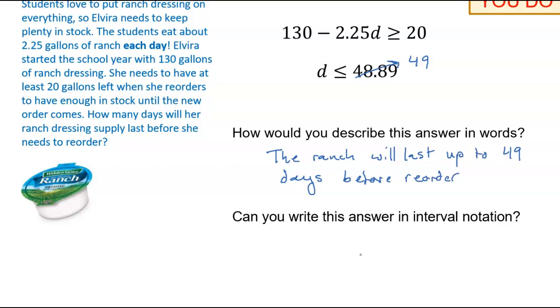And we can write this in interval notation. Our top value is 49. We include it. Our lower value, well, this is days, right? How many days from the start of the school year? We can't go backwards in time. So 0, we could start at 0, but we can't go negative 1 days. That's just not possible. So we could go 0 to 49 days. Anywhere in there, if she reorders, she'll have enough ranch. 0 to 49. And that's how we represent it in interval notation. This is how we represent it as an inequality. This is interval notation.